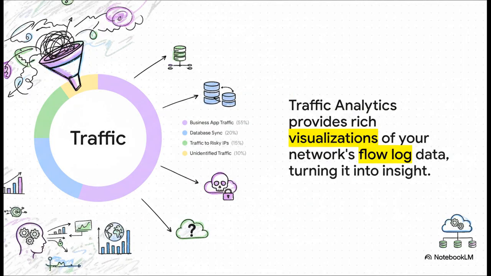And this is really where the magic happens, because raw flow logs are just text, a wall of it. But traffic analytics processes all that data and turns it into rich, interactive visuals. It can instantly show you your chattiest applications, or if you've got traffic going to sketchy IP addresses, or how much data your databases are syncing. It literally transforms a mountain of data into actionable intelligence.